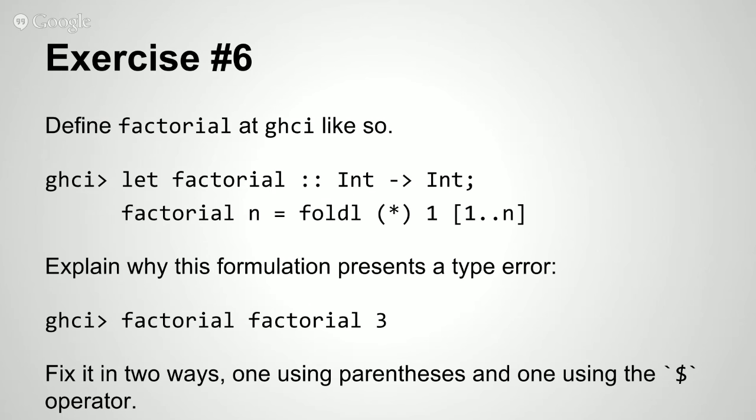And finally, I said to define factorial like so. That definition of factorial is completely correct. There's nothing wrong with that. But when you type in factorial, factorial 3, you get a type error. So first of all, why is that a type error?